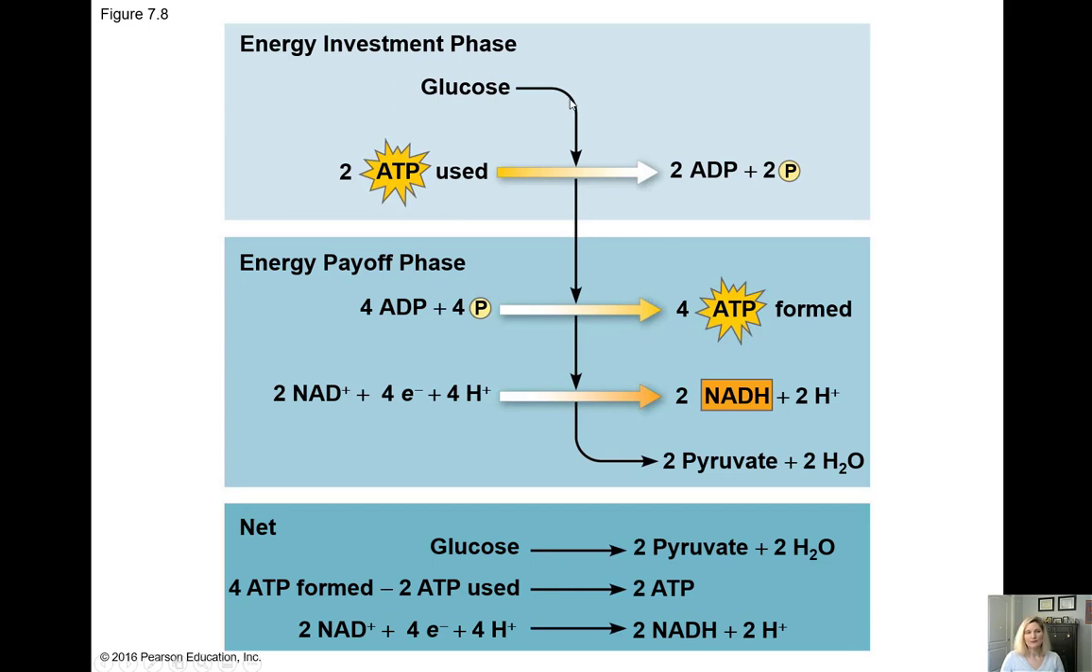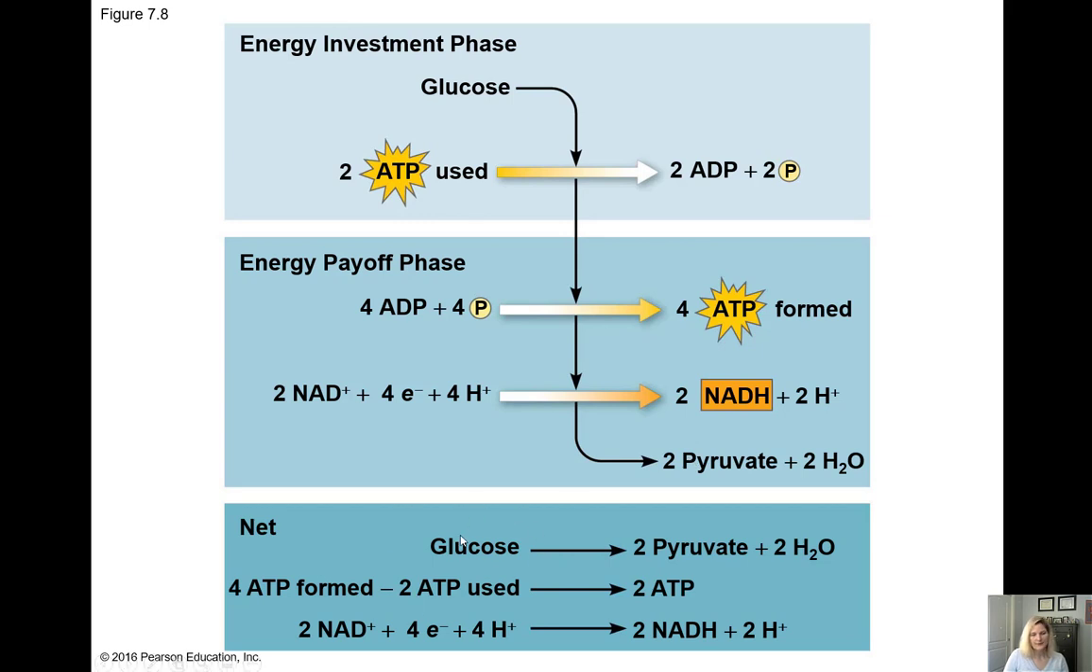So we have our energy investment phase. In order for the glucose to be broken down, we need to use 2 ATP. So the ATP will basically get used and end up being formed into 2 ADP plus 2 phosphate. Okay. And then from there, the two ADP and the two phosphates will be used in the energy payoff phase, where we're going to end up with 4 ATP being formed. And by stripping those electrons, we're also going to end up with 2 NADH. Okay. You can also see there are a couple of hydrogen ions that were formed. So that gives us our 2 pyruvate.